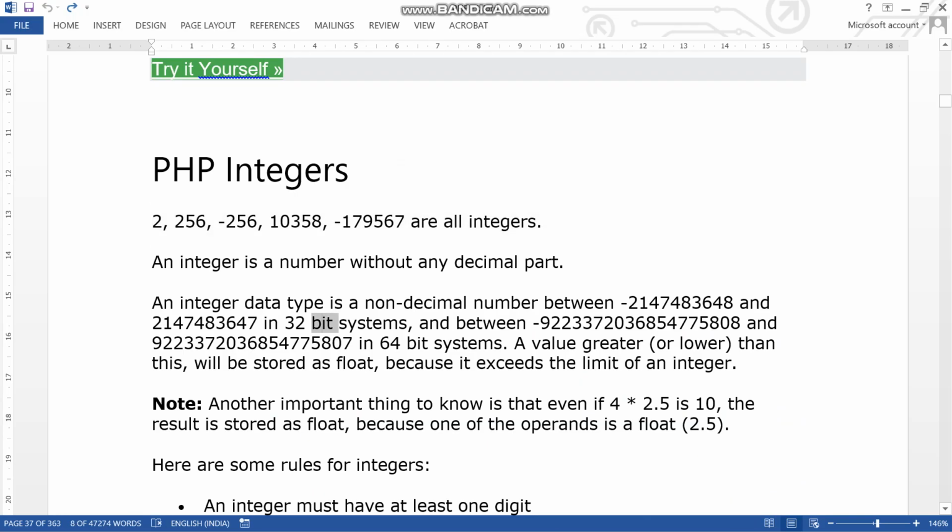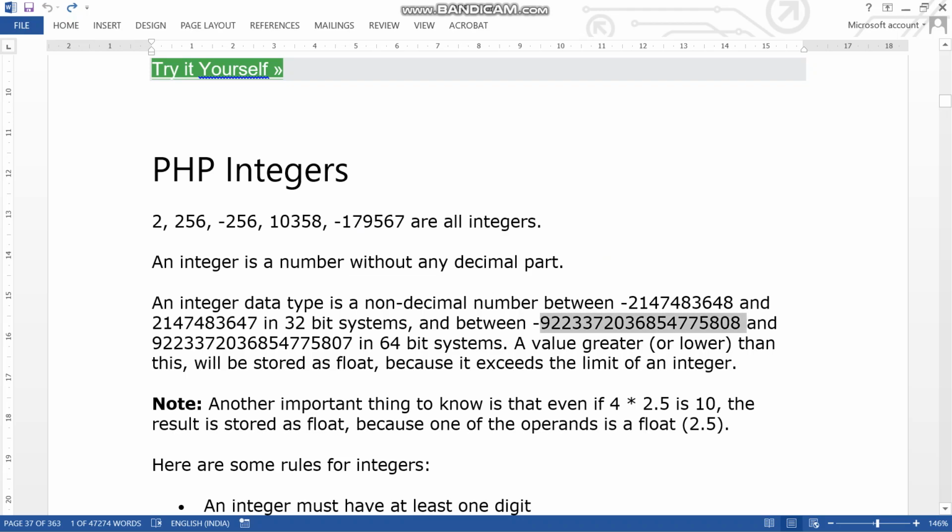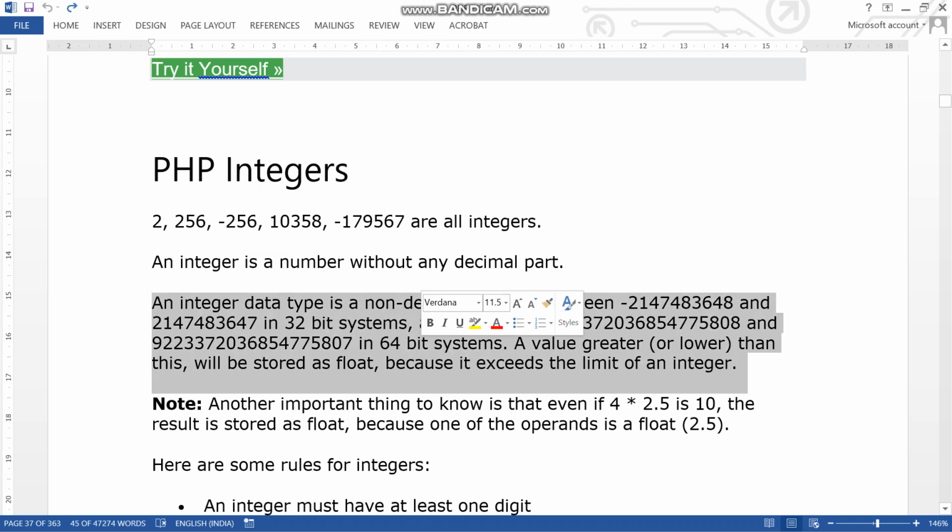If it's a 32-bit system, or if it's a 64-bit system, the number comes out differently, because everything depends on the operating system. So before you deploy your website, you have to give the configuration of your website to the server department, so that they can check it and say yes, you can deploy your website on our server. That is a must, because lots of things differ.